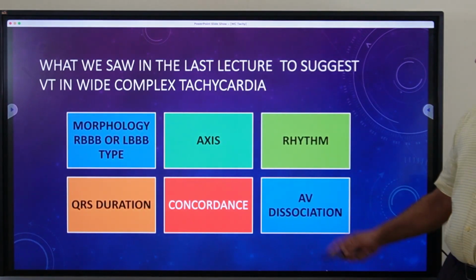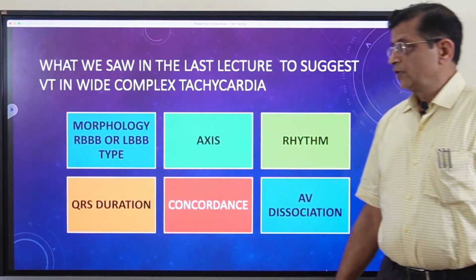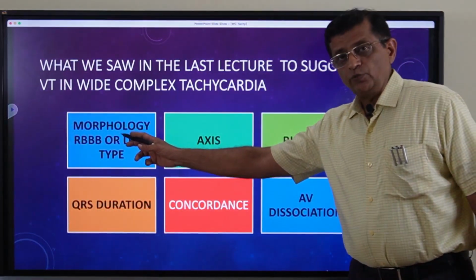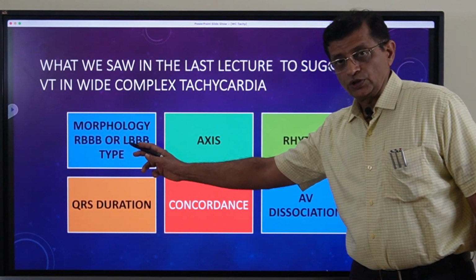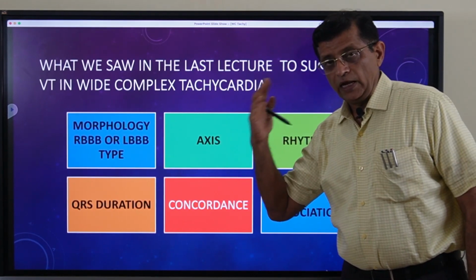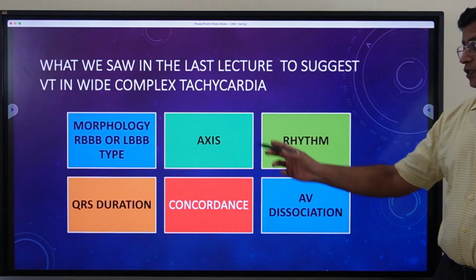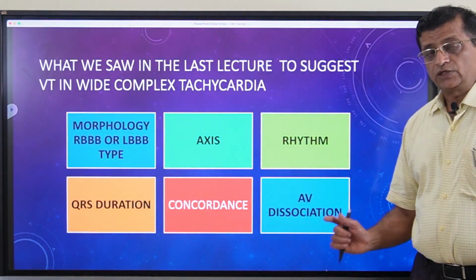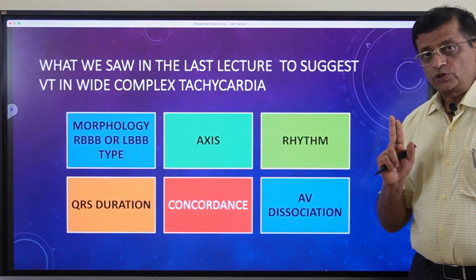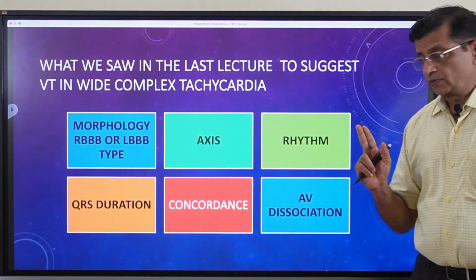What we saw in the last lecture to suggest VT as a wide complex tachycardia, let me just recapitulate a few points. First, in lead V1 we have to see the morphology of the wide complex tachycardia, whether it is LBBB type or RBBB type. Second point is we see the axis. If the axis is northwest, it is likely to be VT. There are two exceptions: one is antidromic AVNRT and second is biventricular pacing.